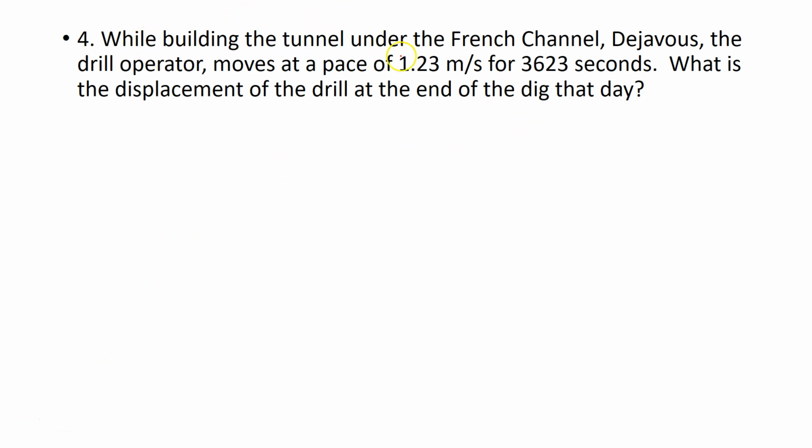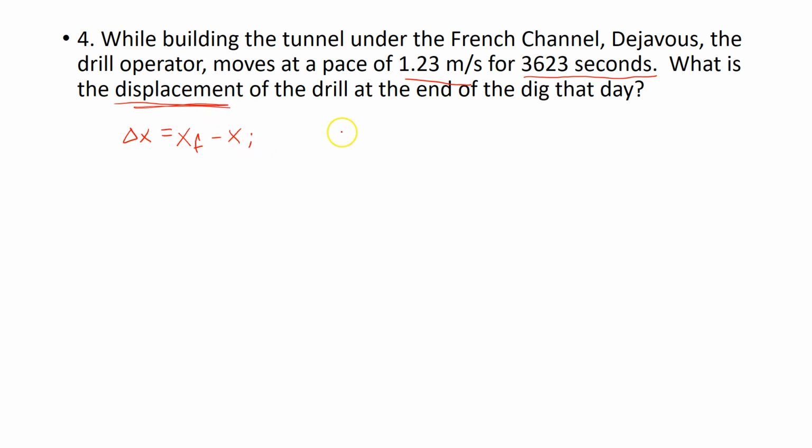Last one we're going to look at before I have you go to another video is this one, and it says, while building the tunnel underneath the English Channel, the drill operator moves at a pace of 1.23 meters per second for 3,623 seconds. They want to know what is the displacement. So let's review. We know path length is equal to distance, and we know that displacement is the change in the position, and that's equal to the final position minus the initial position. They want us to find that displacement.